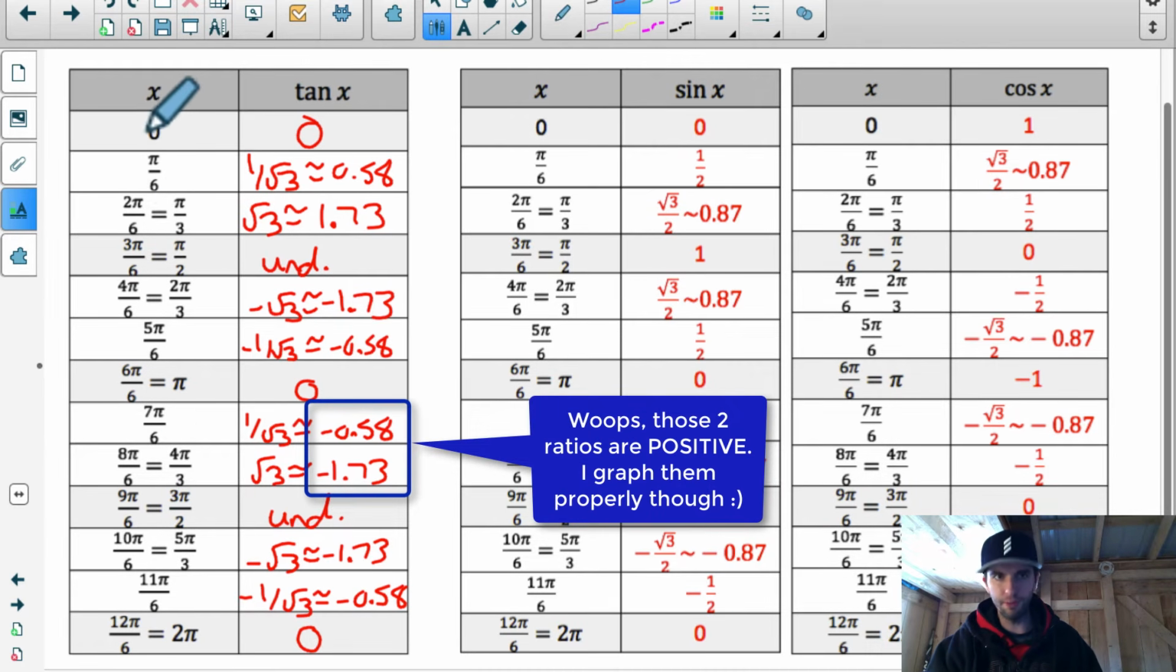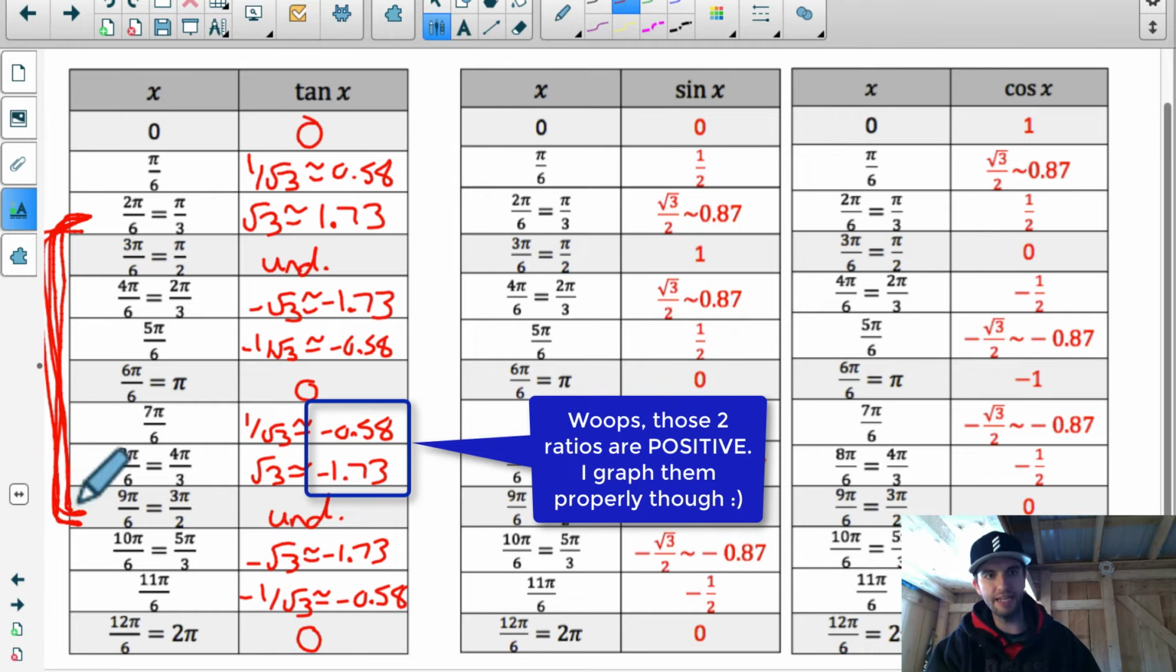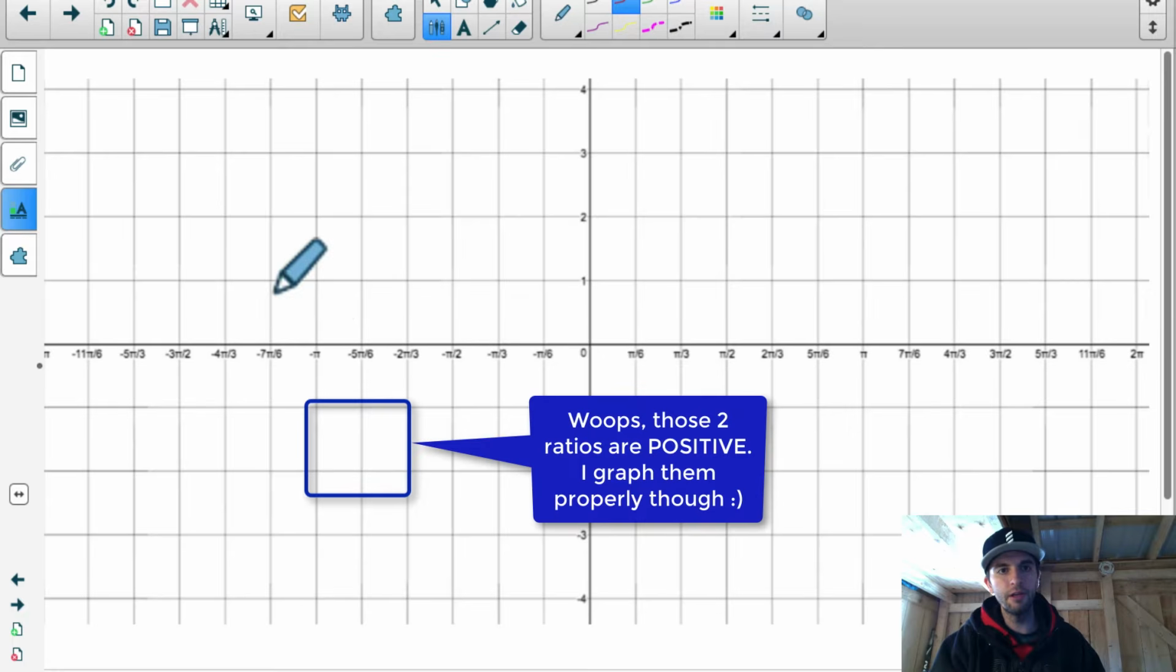So if we plot each of these points, right, the point 0, 0, the point pi over 6, 0.58, and so on, we'll get the graph of tan. So I'm going to start by graphing the asymptotes at pi over 2 and at 3 pi over 2. And then I'm actually just going to graph the things in between those. So I'm going to look just at this section here, the section between the asymptotes, and that's going to give me one full cycle. The period of tan is actually pi, not 2 pi. So let's take a look. Let's plot those asymptotes.